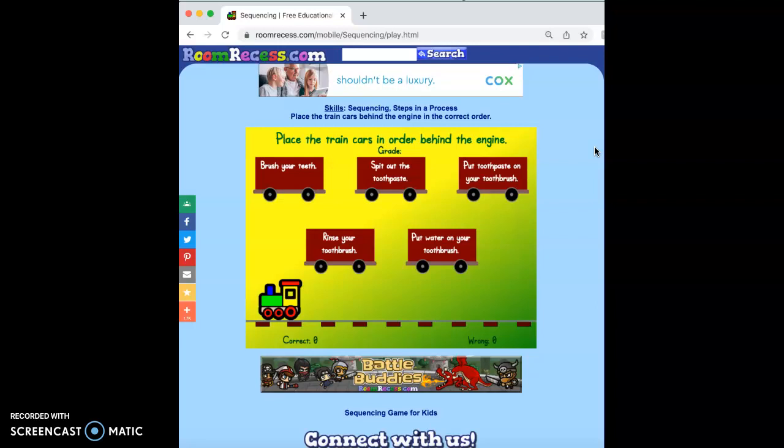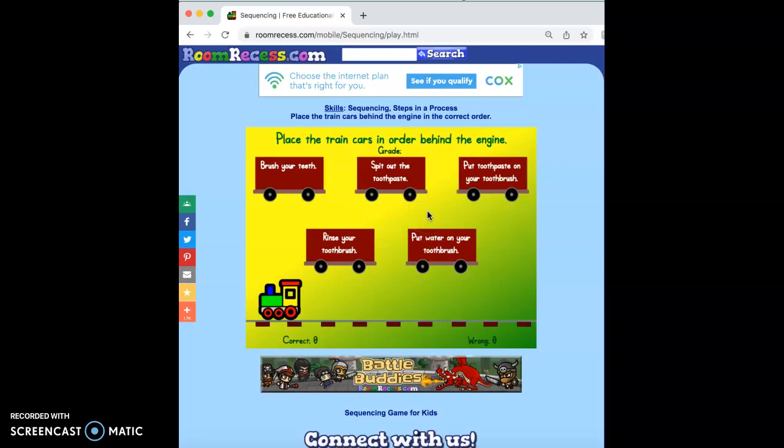So first step is to go through and read each train car. The first one, brush your teeth, spit out the toothpaste, put toothpaste on your toothbrush, rinse your toothbrush, and put water on your toothbrush.